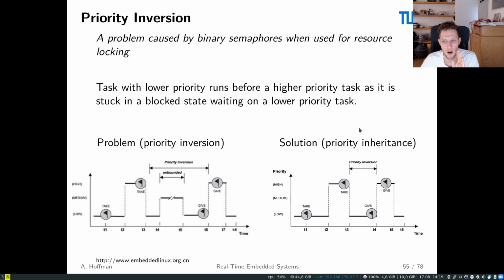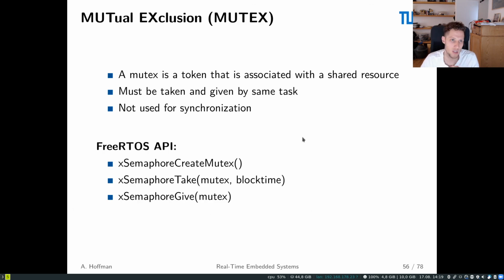And so this priority inheritance is a solution, and this is implemented using what we call a mutex, which stands for mutual exclusion, right? And so what a mutex is, is essentially a semaphore that has some extra logic that implements this priority inheritance such that we avoid priority inversion, right?